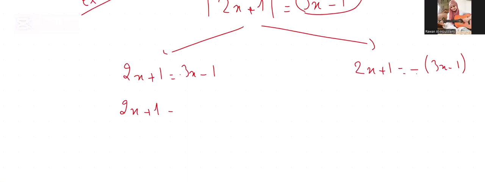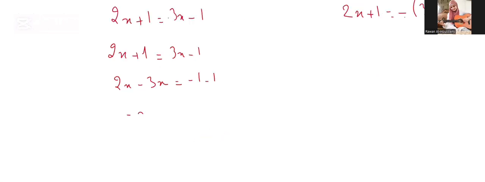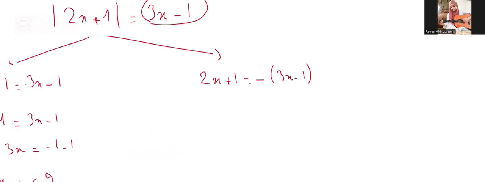So here we will get 2x plus 1 equal to 3x minus 1. Let's put the unknown on one side and the numbers on the other side. So here we will get 2x minus 3x equals to minus 1 minus 1. So we have 2x minus 3x equal to minus 1x, meaning minus x equal to minus 2. So minus and minus cancel out with each other. So we have x equal to 2. Now this is our first solution.